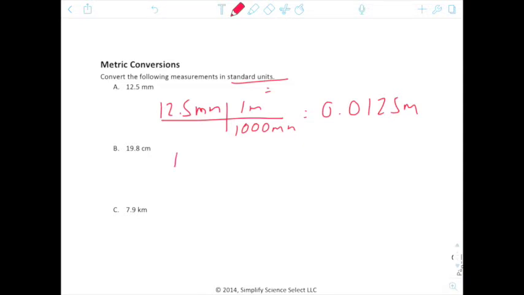Next we have 19.8 centimeters, so we need a conversion factor. 100 centimeters equals 1 meter. So 19.8 centimeters. Set it up.